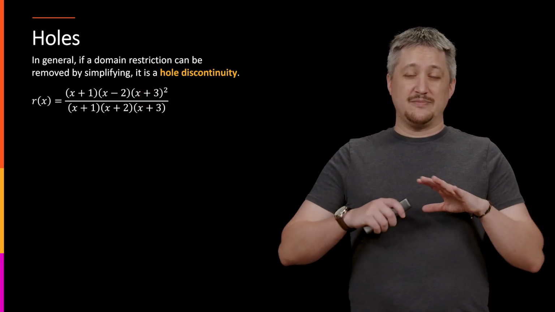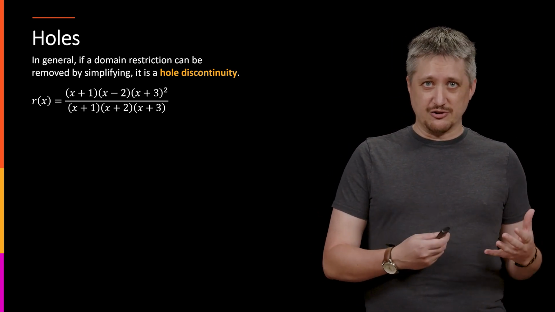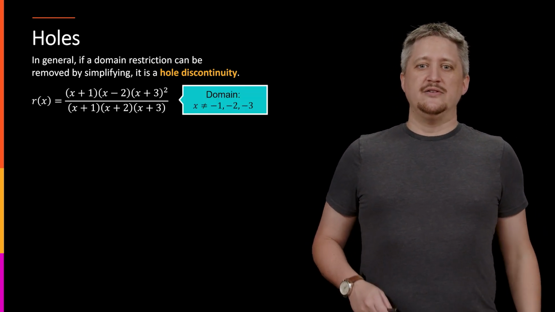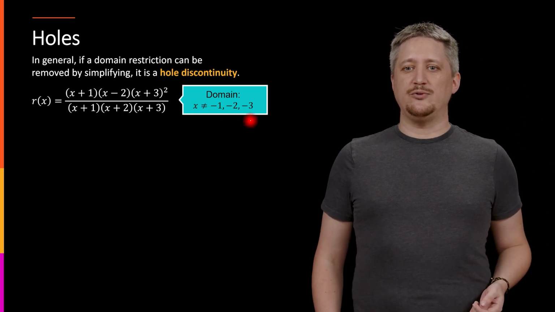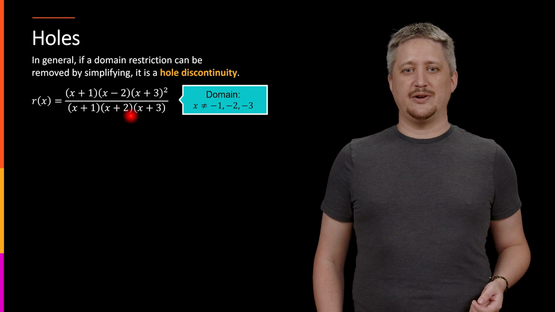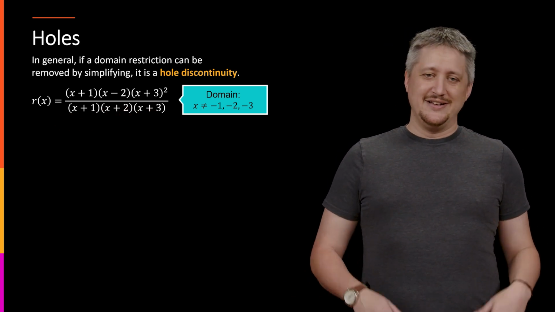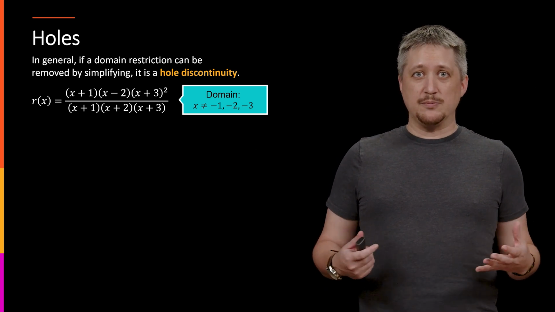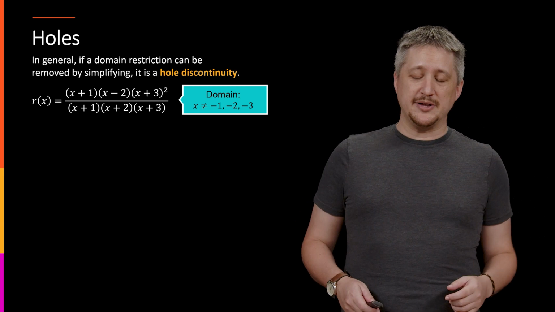So again, before we do any simplifying, we want to record the domain, because the domain depends on the initial function, not the simplified function. So the domain here, we don't want the -1, -2, or -3 because that's when the bottom would be 0. Dividing by 0 would be bad, right? The top and bottom functions individually are both polynomials, so there are no other restrictions you have to worry about. It's just that dividing by 0 bit.